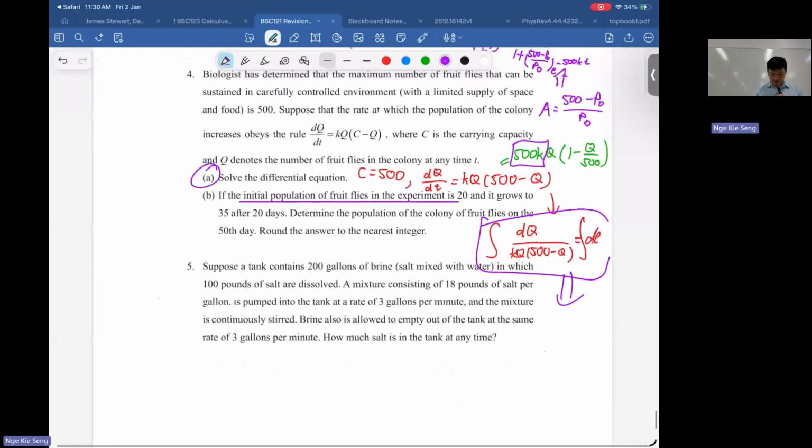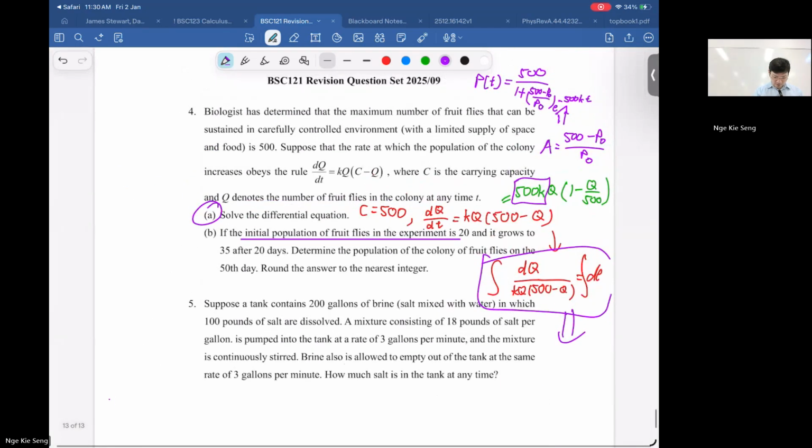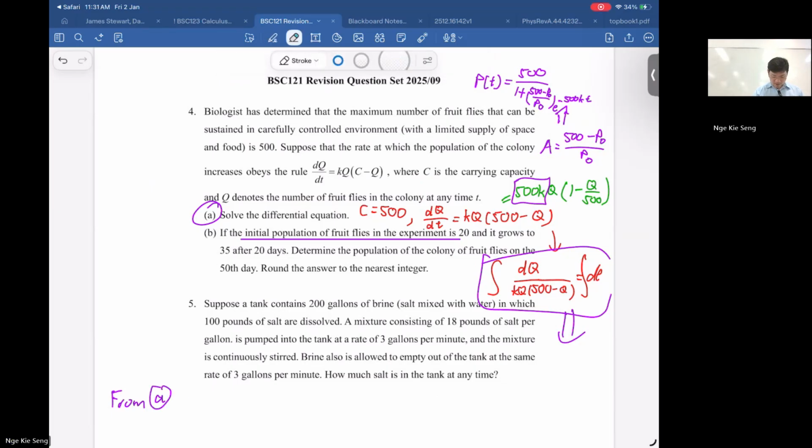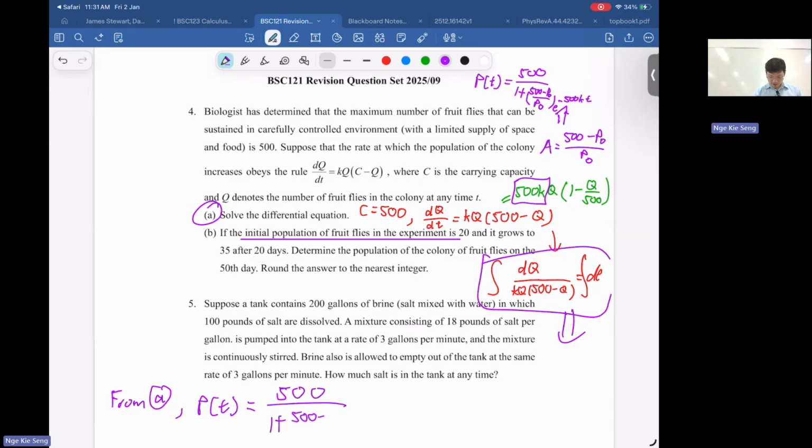Okay, let's work out the second part here. So from A, we know that P(t) equals 500 over 1 plus (500 minus P naught over P naught) times e to the minus 500kt.